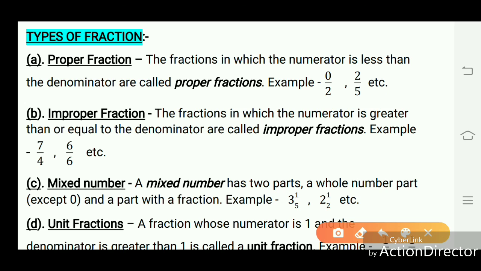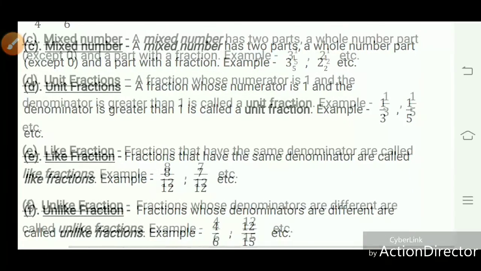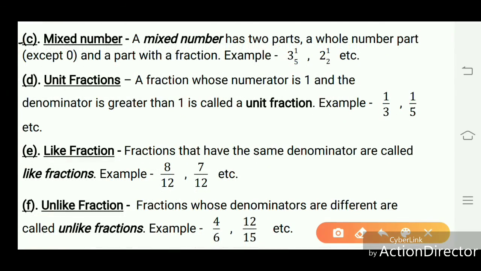In the second example, the fraction 6 upon 6, here the numerator is equal to the denominator. So these types of fractions are known as improper fractions. The third type of fraction is mixed number. A mixed number or mixed fraction has two parts, a whole number part except 0 and a fraction part. Example, 3 whole 1 upon 5, 2 whole 1 upon 2, etc.